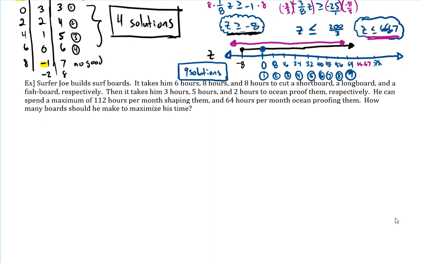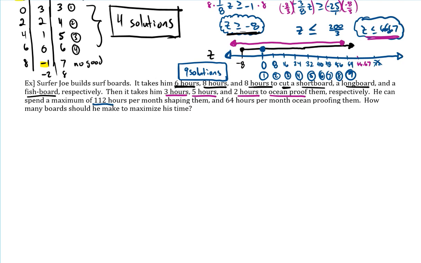All right, so let's break this down. It says Surfer Joe builds surfboards. Let's use black ink. It says it takes him 6 hours, 8 hours, and 8 hours to cut shortboard, longboard, and fishboard. And then it talks about some other time. Let's do this in purple. It says then it takes him 3 hours, 5 hours, and 2 hours to ocean-proof the shortboard, longboard, and fishboard, respectively. He can spend a maximum of 112 hours.